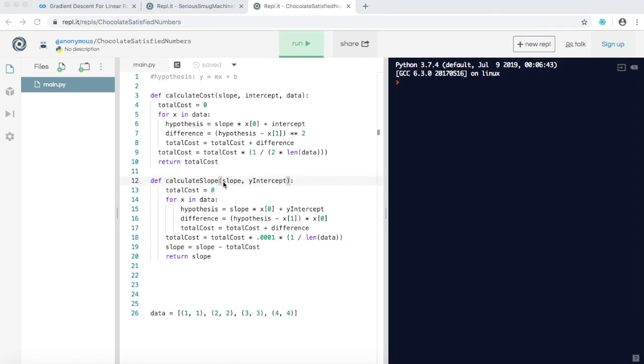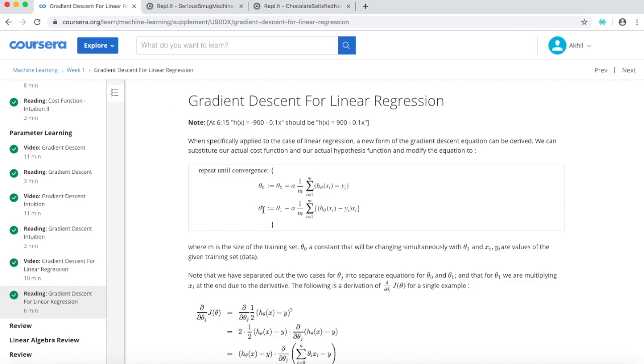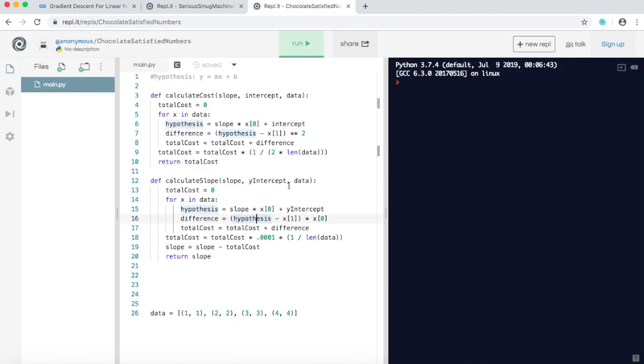We have our function here, calculate slope. We also need to pass in data as a parameter. Like we started with the cost function, we are just following the formula listed. Theta 1, which is slope, equals the existing theta 1 minus all of this. We start by first calculating the hypothesis. The hypothesis, like before, is just y equals mx plus b. So we're taking the current slope and the current y-intercept, and then here we are calculating the hypothesis.